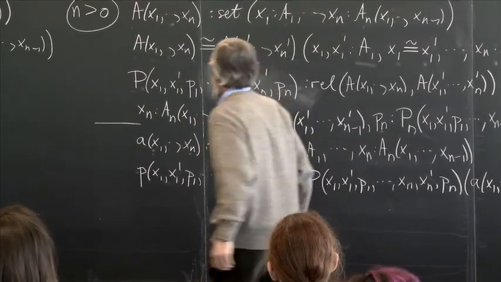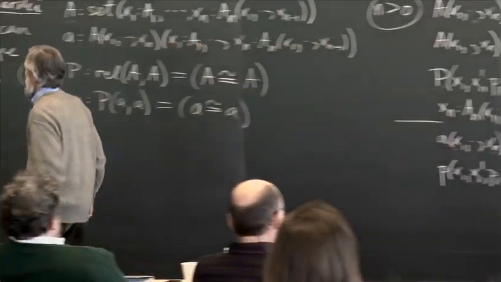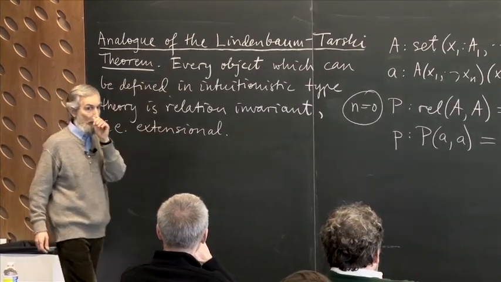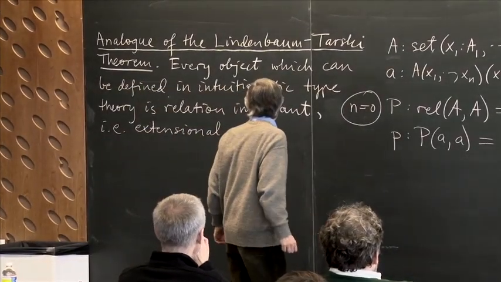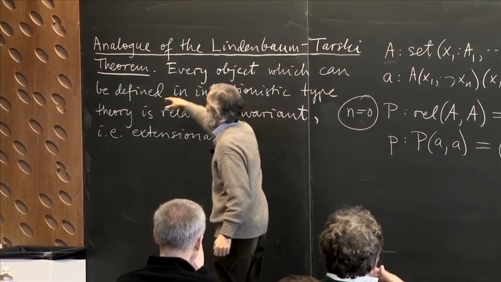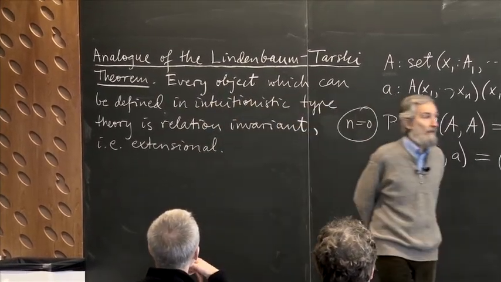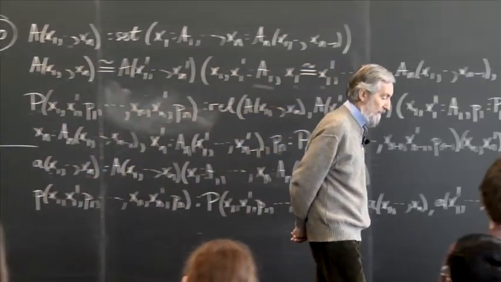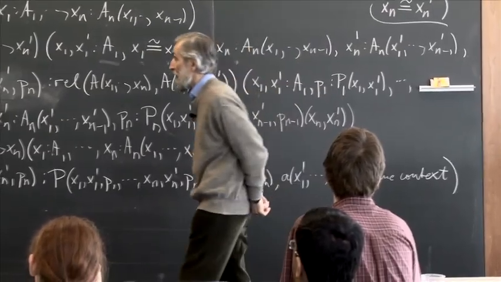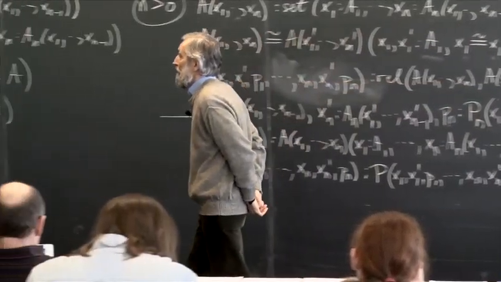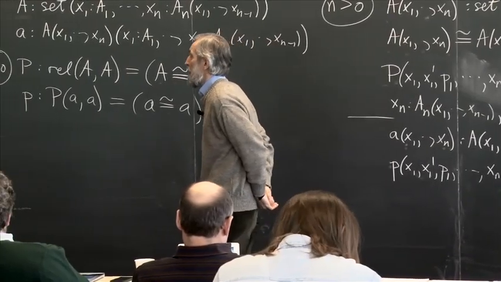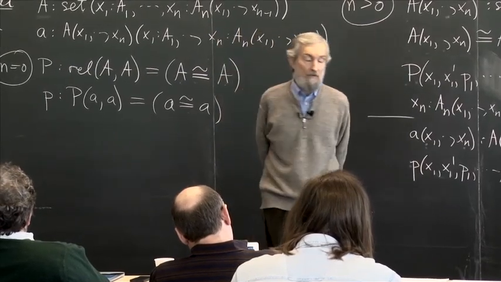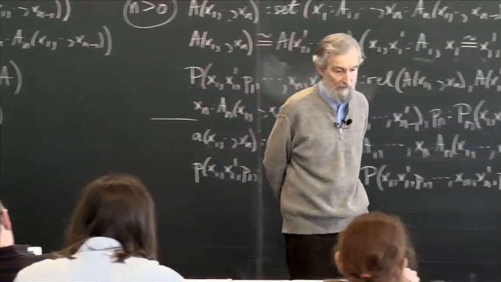So now the definition of relation invariance or extensionality has been given, and it remains to prove this, to establish this. It says something about all definable objects, and an object is definable if it can be expressed by an expression in the language. Hence the proof of the theorem is naturally by recursion over the build-up, or induction over the build-up, of that expression.